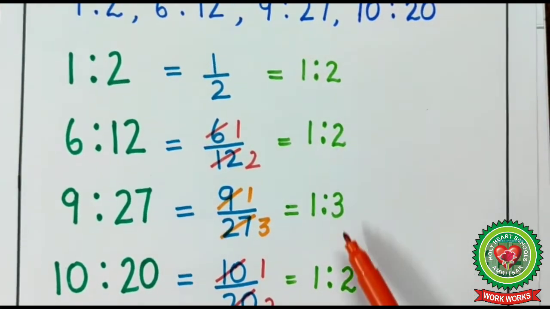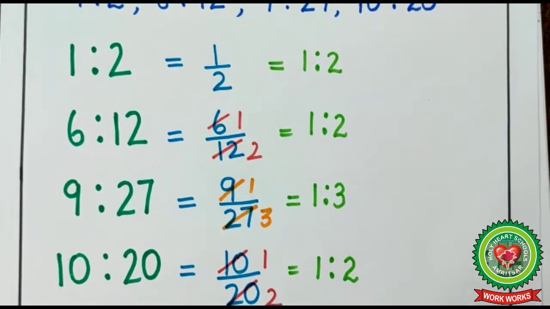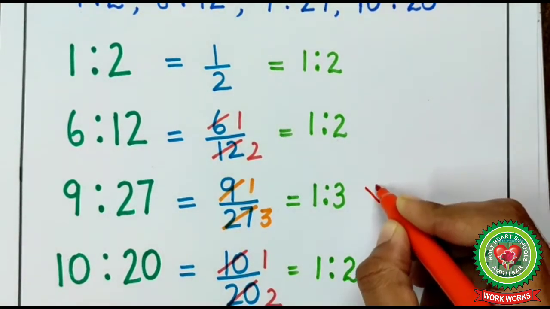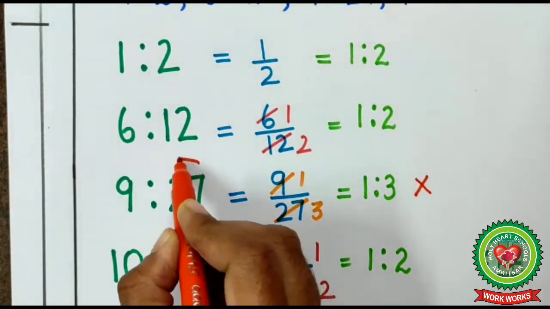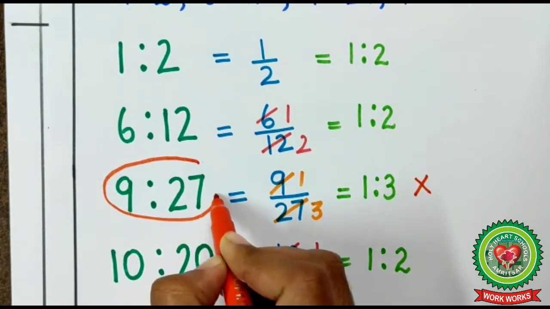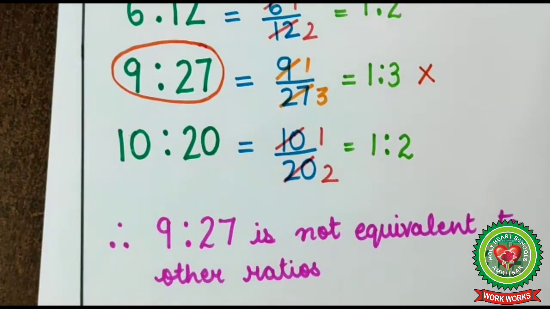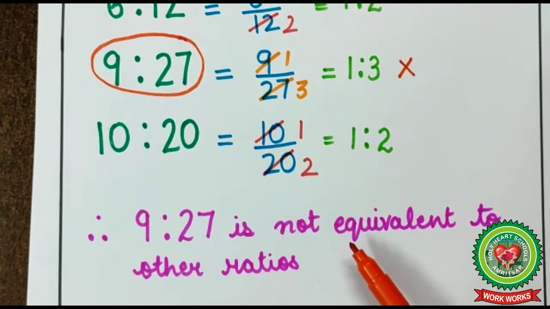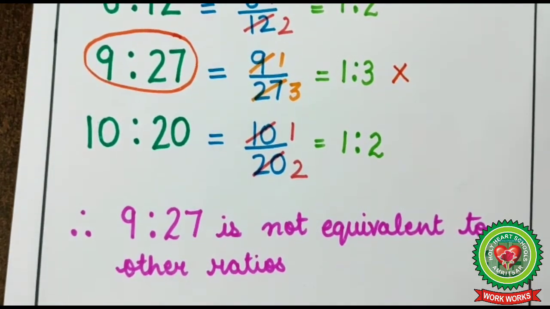Now in these four ratios, which one is not equivalent? 1:3. That means 9:27 is the ratio that is not equivalent to others. So therefore 9:27 is not equivalent to other ratios. Now let's learn to find missing ratio.